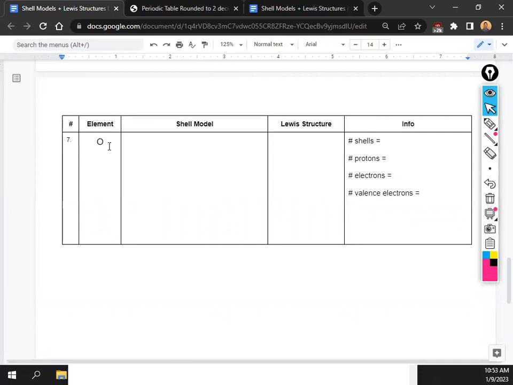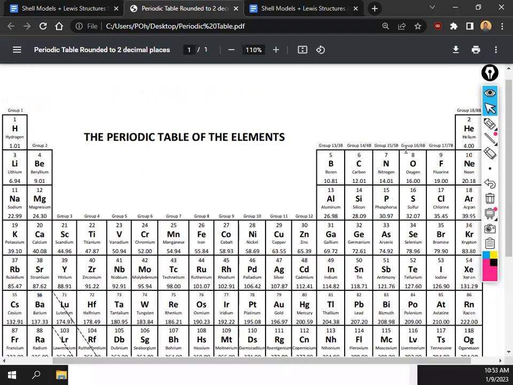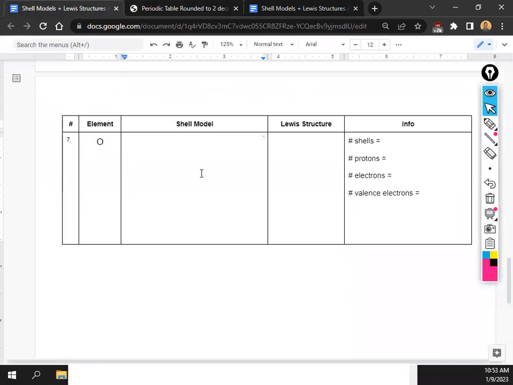So we're gonna do my favorite element, O, okay, oxygen. And I want you guys to try drawing the shell model and the Lewis structure for oxygen. So go to your periodic table, find oxygen. And I want you guys to draw the shell model, the Lewis structure. And if you think you can fill out this information as well, you can try. You don't need to draw this table, just answer the question side to side.